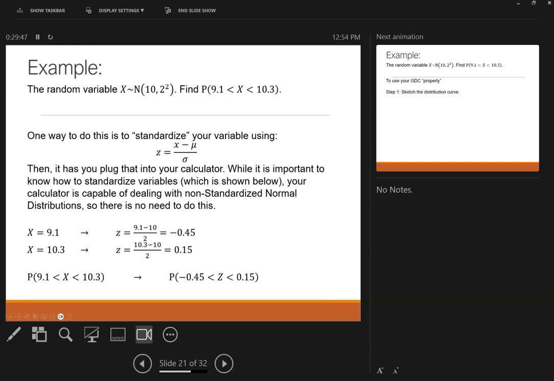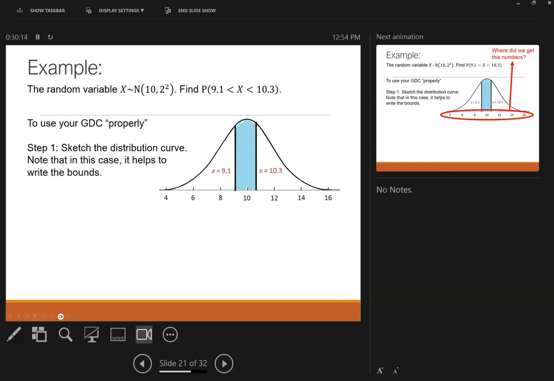These will both give you the same answer, whether you're doing the probability of 9.1 less than x less than 10.3 for this normal distribution, or the probability of negative 0.45 less than z less than 0.15 for a standard normal distribution. They will both give you the same answer. It's up to you what you want to do. I don't know why you wouldn't just do this, because your calculator can do it directly without having to calculate a z-score. So really, we're just going to do this.